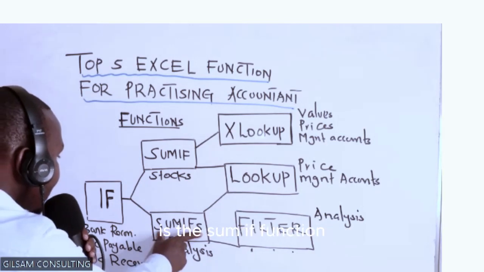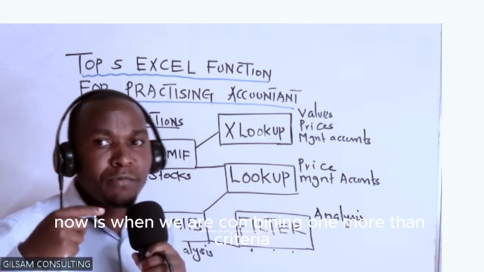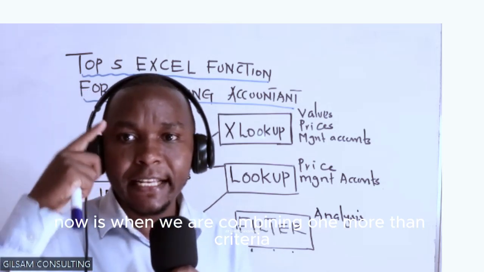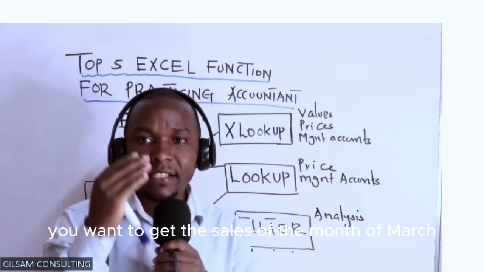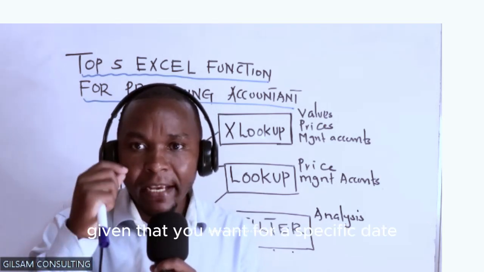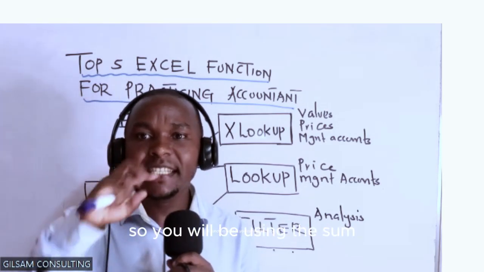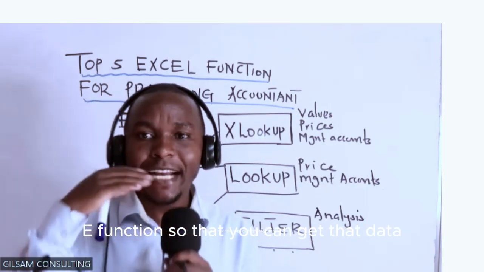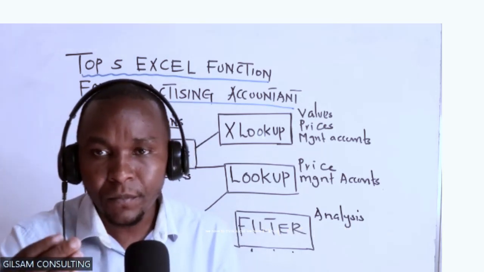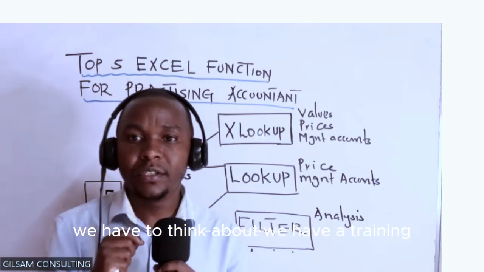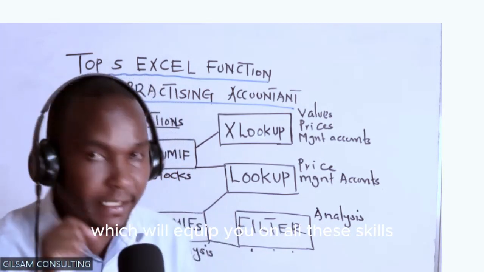Number 3 is the SUMIFS function. This one is when we are compiling with more than one criteria, for example, you want to get the sales of the month of March, given that you want a specific date. So you will be using the SUMIFS function so that you can get that data. You can see how Excel can do magic for you. We have to think about it. We have a training which will equip you on all these skills.